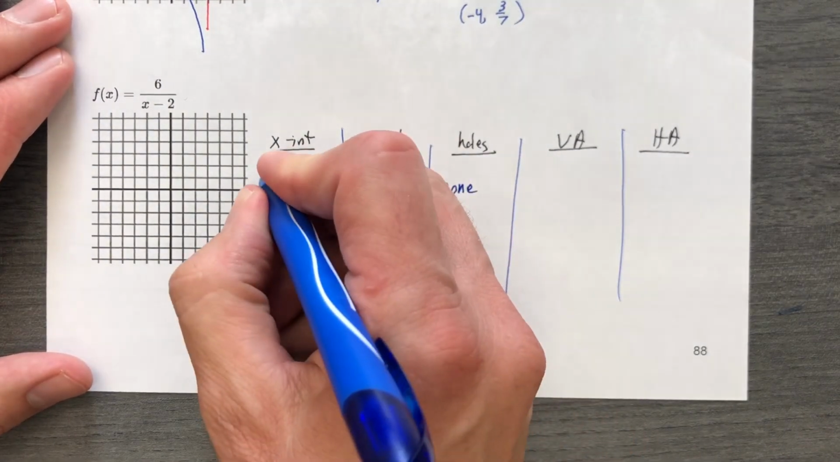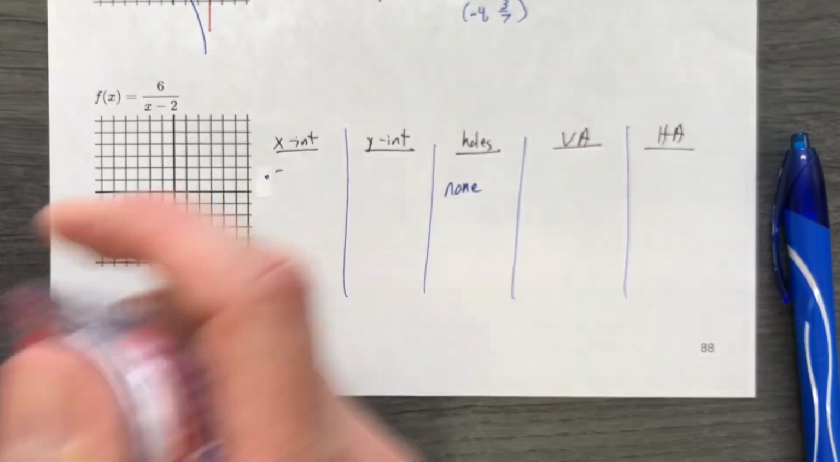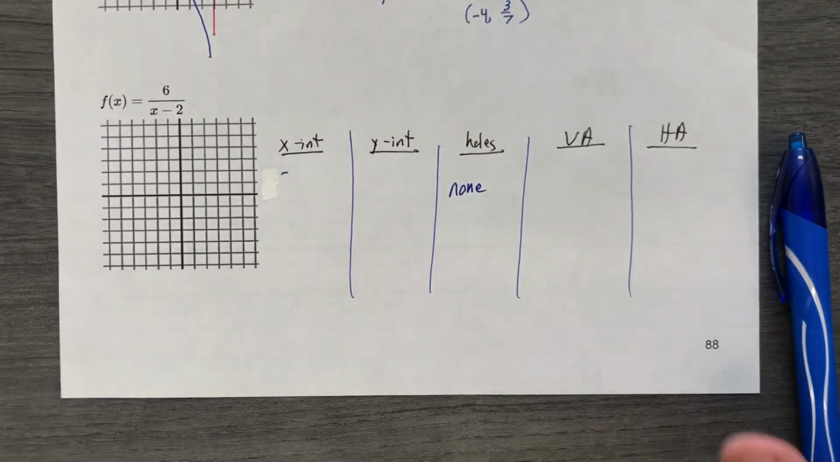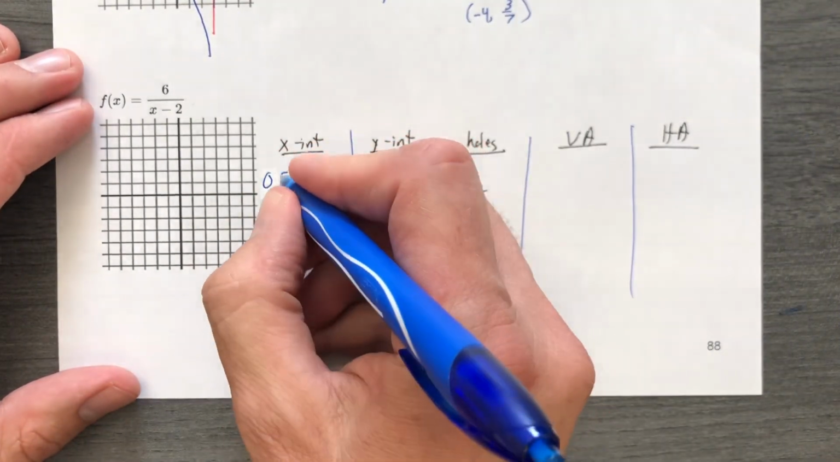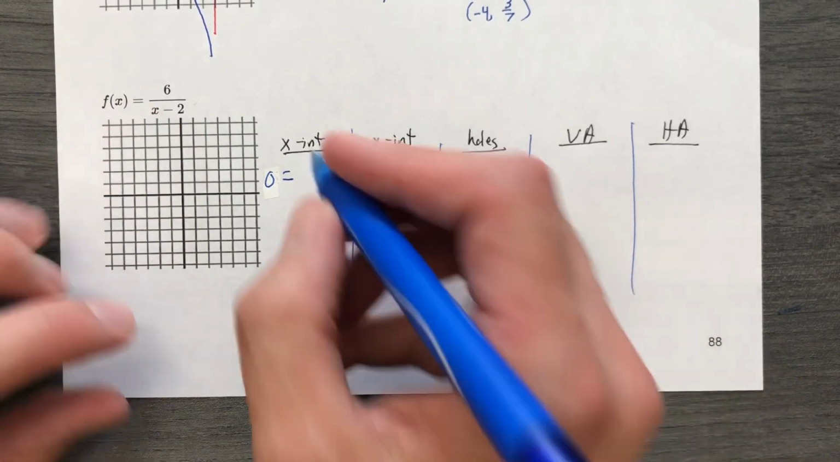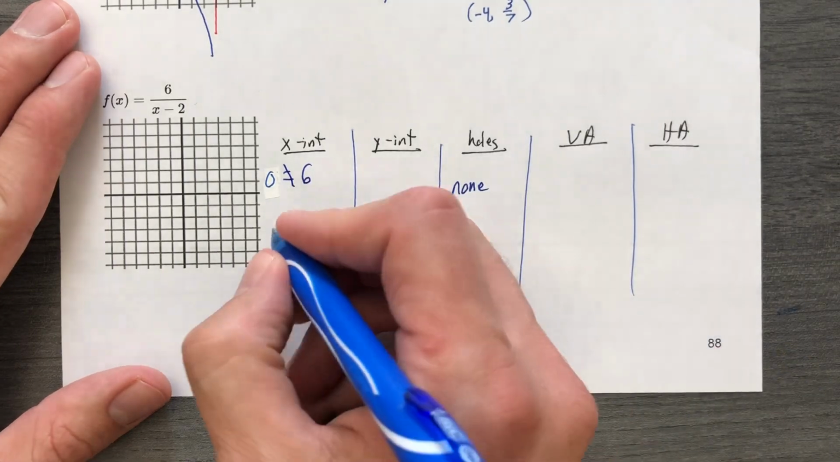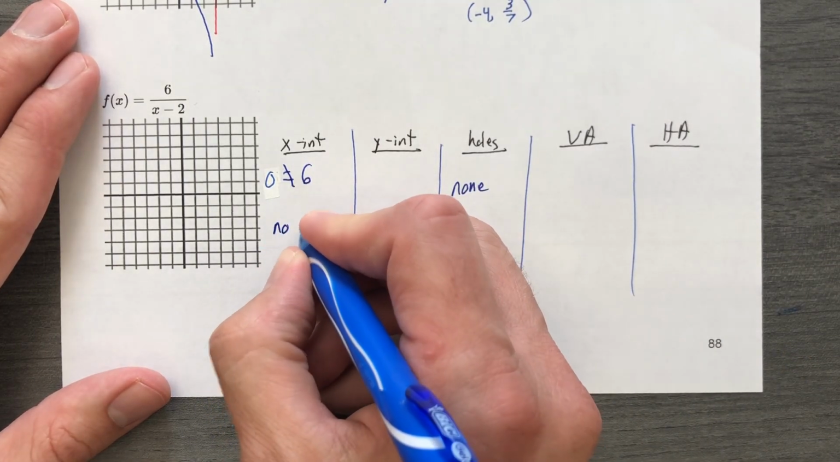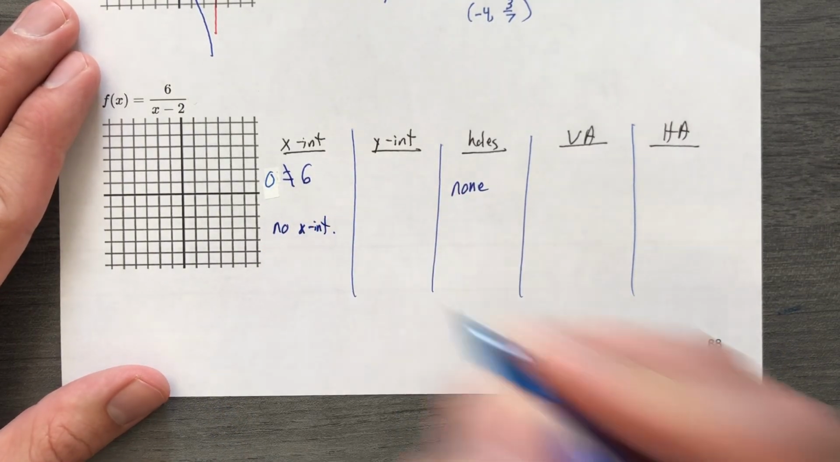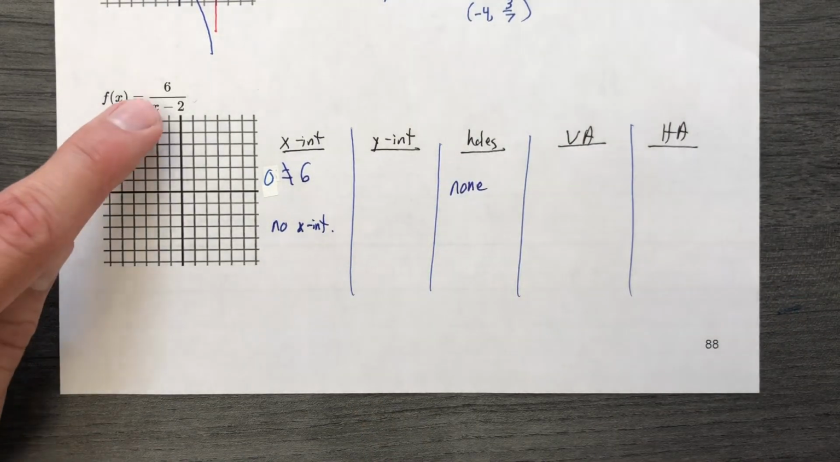X-intercept is where y equals 0. So instead of writing 0, I'm just going to write a y. Let's fix that. 0 equals just the numerator, 0 equals 6. No, it doesn't. So there is no x-intercept.